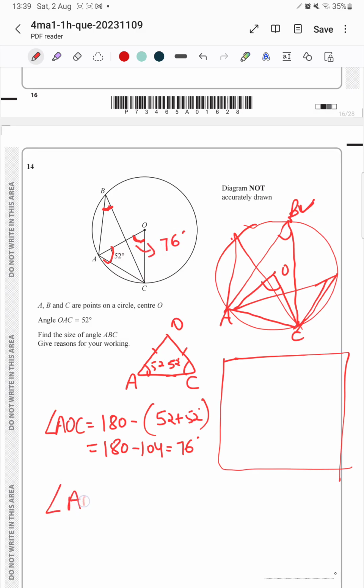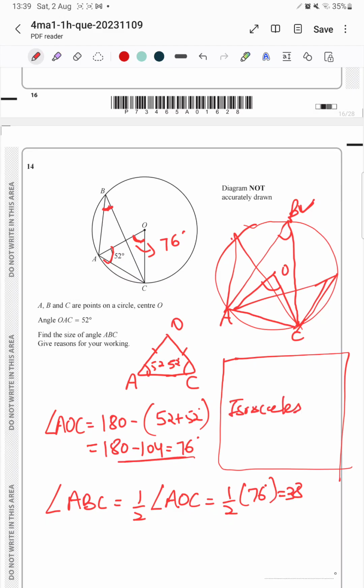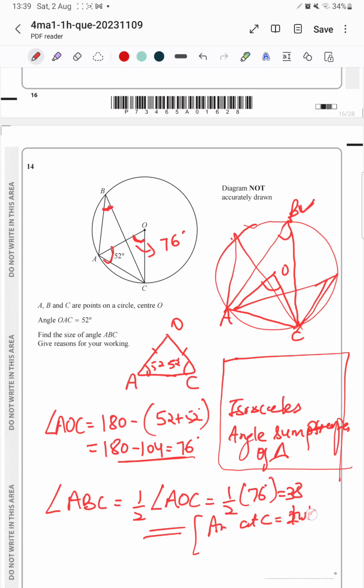So angle ABC is equal to half of angle AOC. So half of 76 degrees, and that is 38. Give a reason here, because this is an isosceles triangle and the angle sum property of the triangle. You have to mention these reasons. Angle sum property of triangle, and here the angle subtended at the center is twice the angle made at any other point. So this is the question number 9 to 14 I have explained in this video.